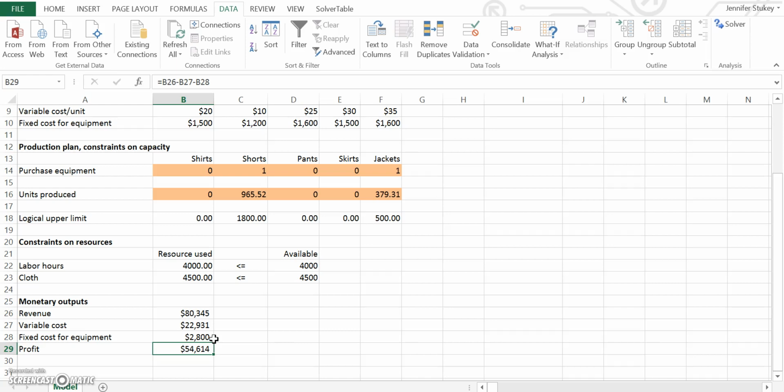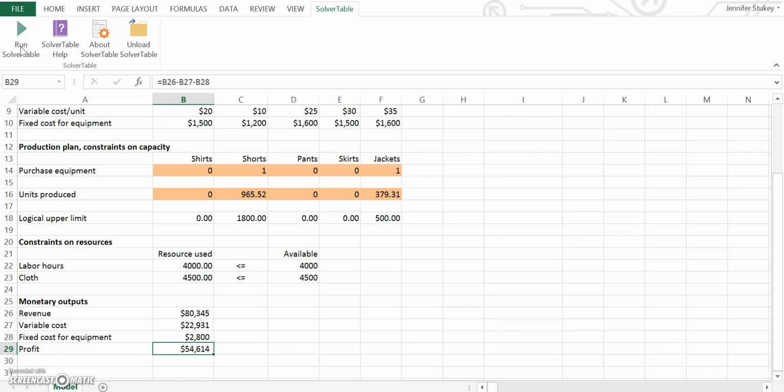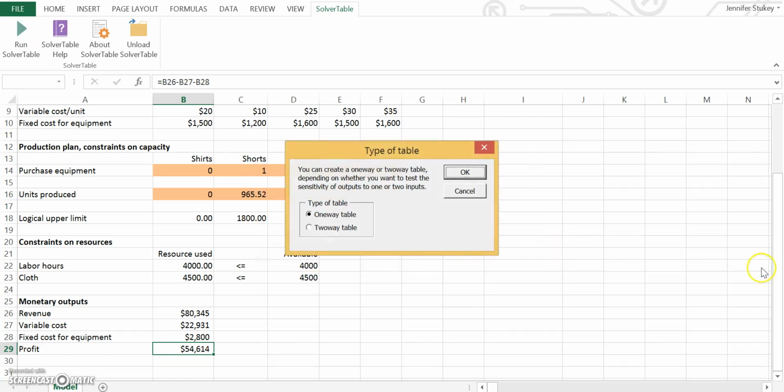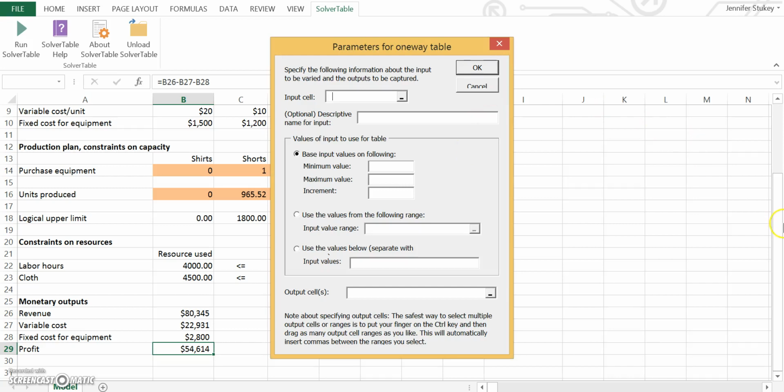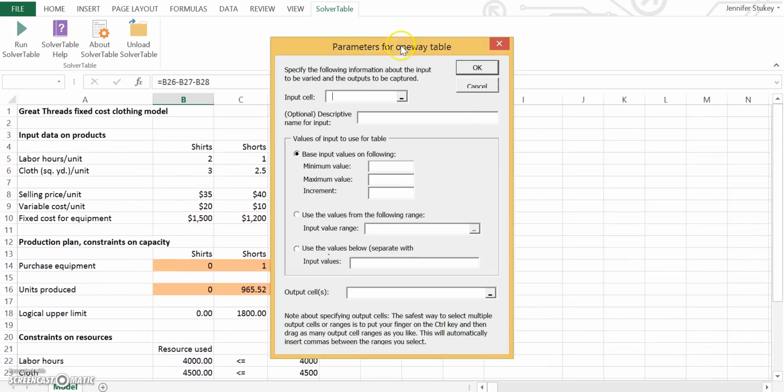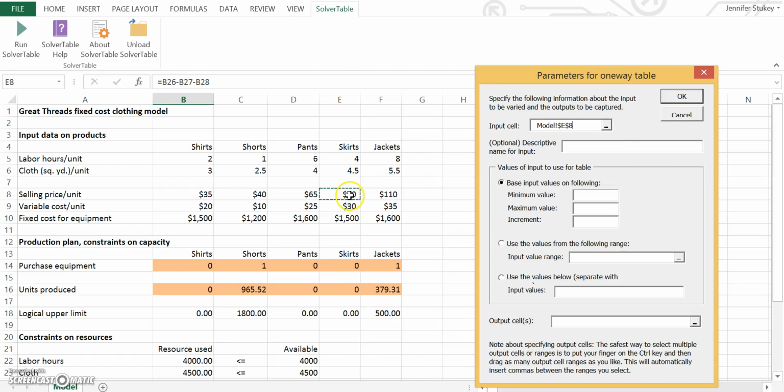All right, and let's look at sensitivity for it. Let's say that your manager wanted to see what the selling price of skirts would have to be in order to make it worthwhile to produce shorts, jackets, and skirts. So let's go to Solver Table, and we're going to run Solver Table. We're going to do a one-way table. And our input cell here is going to be the selling price of skirts. And our minimum value is going to be 70. Let's make our maximum value 140, and we will increase it.